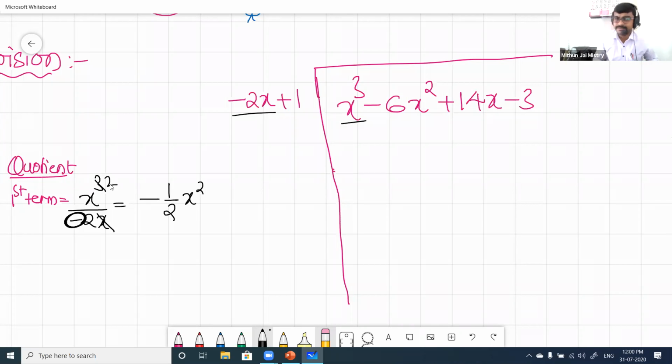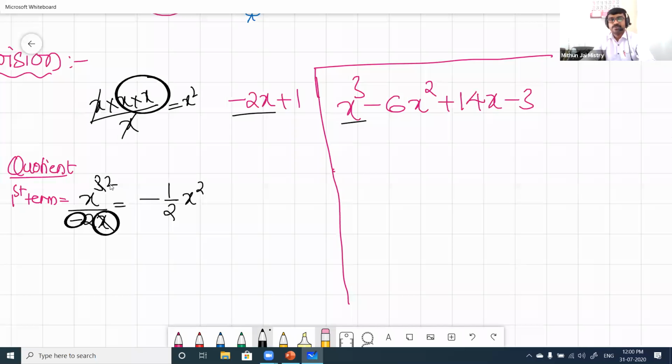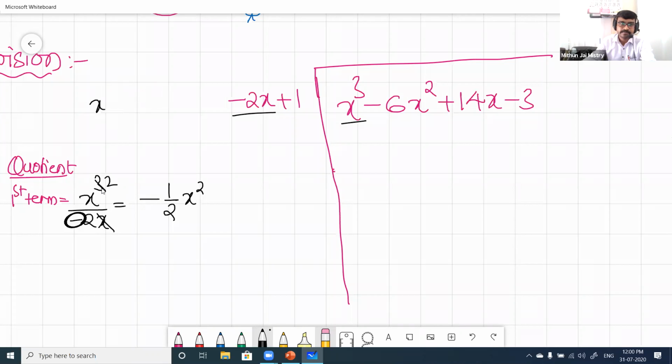Sir, not understood, sir. Nana, x cube means x into x into x. You have to multiply three times. By x, and below there is by x. If one x goes from that, what is left? It is nothing but x square. So we are left with minus 1 by 2 x square. That is what we are left with. So here the first term we got, Nana. We should be very happy. It is minus 1 by 2 x square.